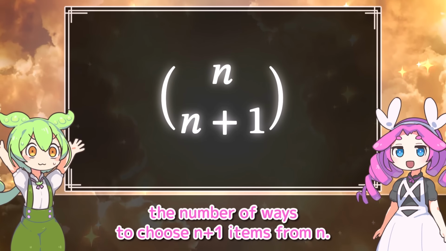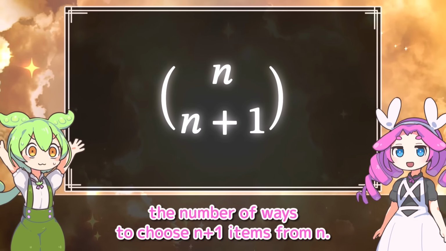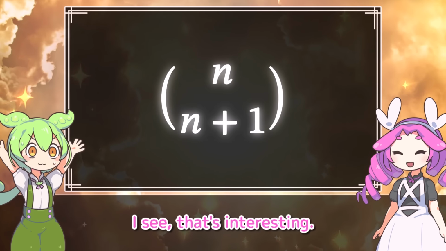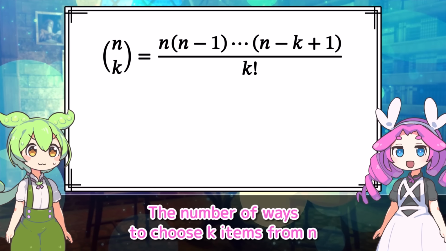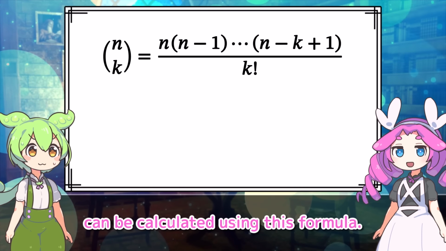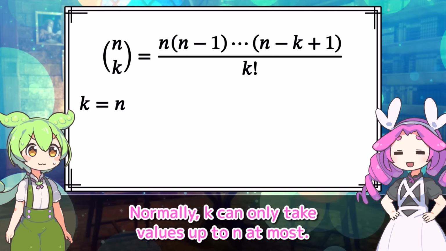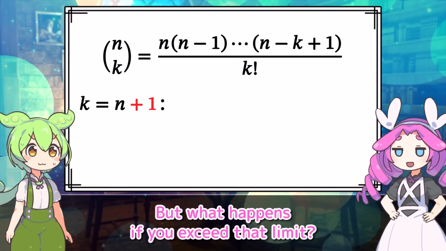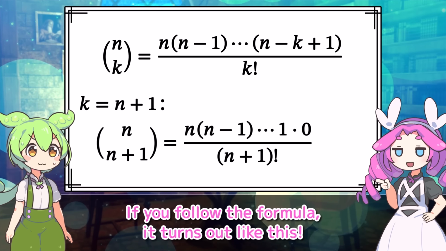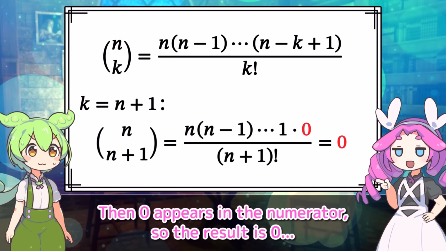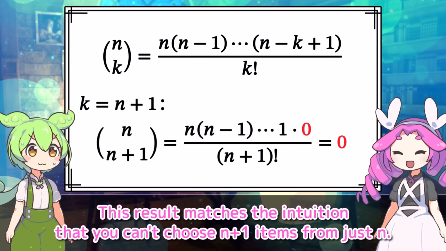This is the number of ways to choose n plus 1 items from n. I see, that's interesting. Please explain properly. The number of ways to choose k items from n can be calculated using this formula. Normally k can only take values up to n at most, but what happens if you exceed that limit? The number of ways to choose n plus 1 items from n is, if you follow the formula, it turns out like this. Then 0 appears in the numerator, so the result is 0. This result matches the intuition that you can't choose n plus 1 items from just n.